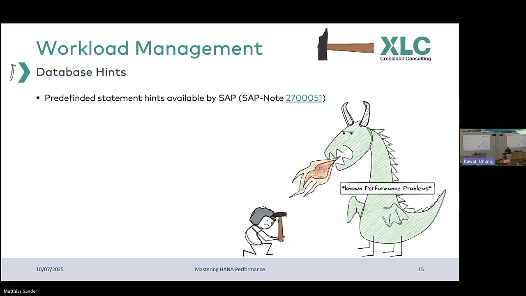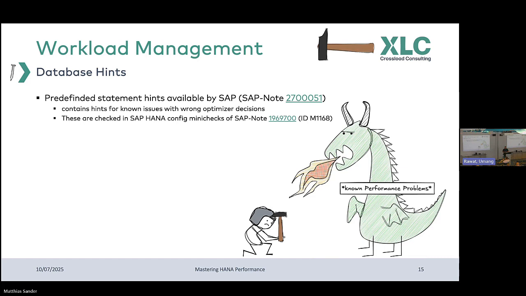Yeah, and there are also the predefined statement hints, which are delivered by SAP. They are mainly used to fix well-known performance issues which SAP already found at other customers. The main thing is, it really helps to avoid performance problems.